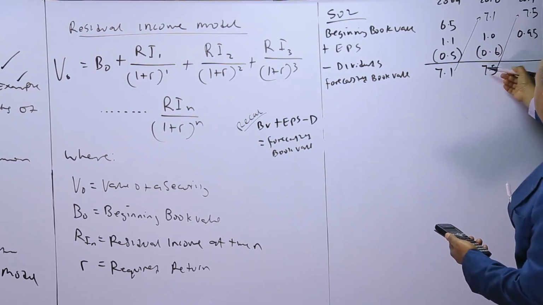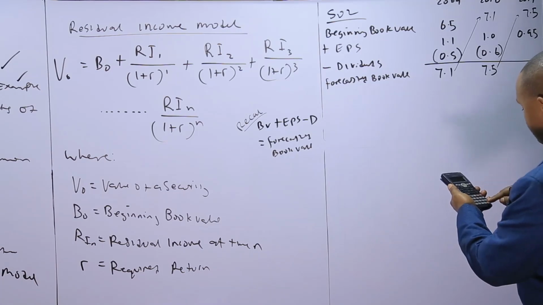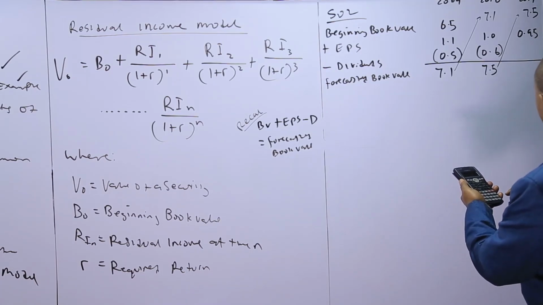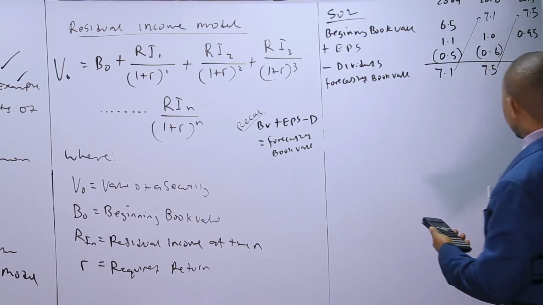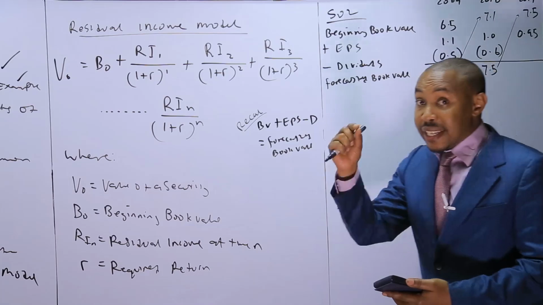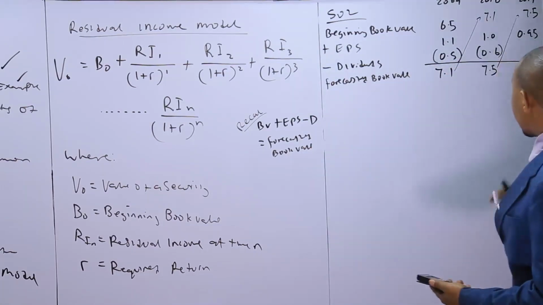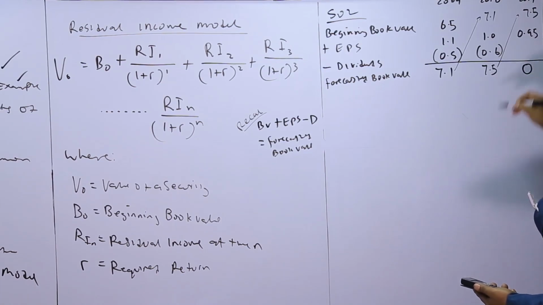Because it's forecasted book value, it is the forecasted book value for the next period. So we have now 7.5. From the information, we may not have been given the dividends there, but we've been told it is a liquidating dividend, meaning that it will pay its entire book value. Meaning that this component, all the forecasted book value, should be 0 there.